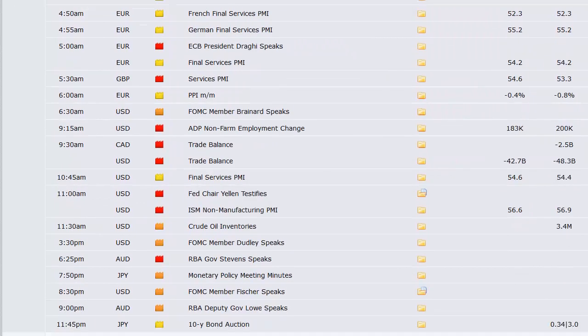Europe puts out their PPI at 6 a.m. Eastern time. I believe that's actually 5 a.m. once the time change hits Eastern time on Wednesday morning. We've got a Fed member speaking. We've got the non-farm employment change ADP number out of the U.S., trade balance out of Canada and the U.S., an hour before the bell.